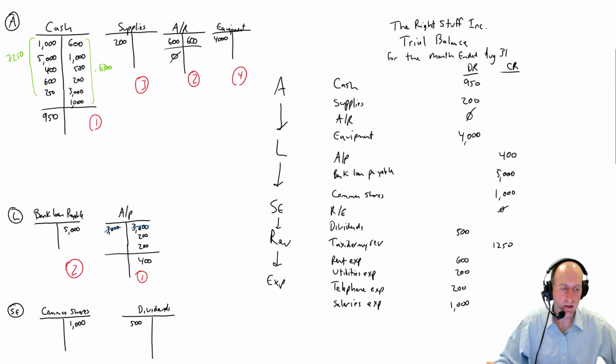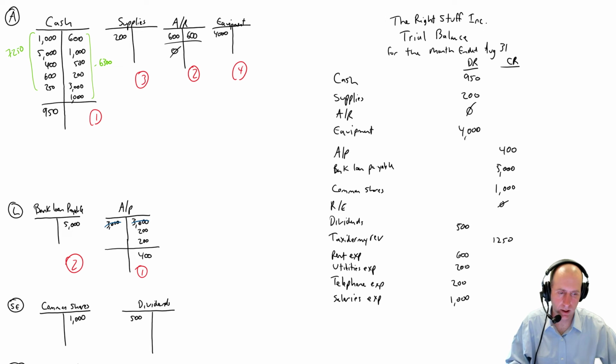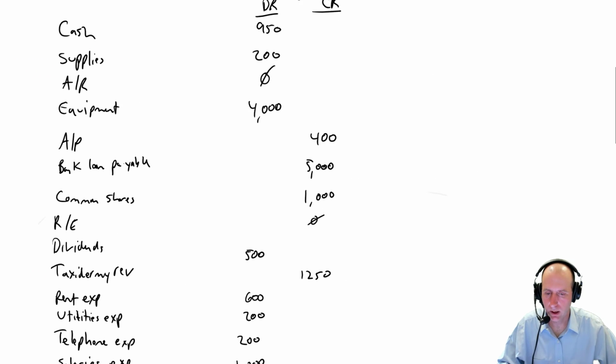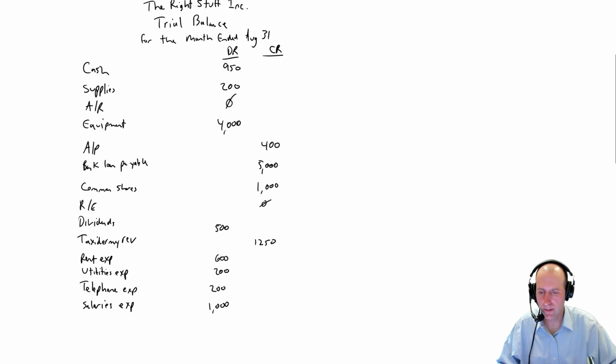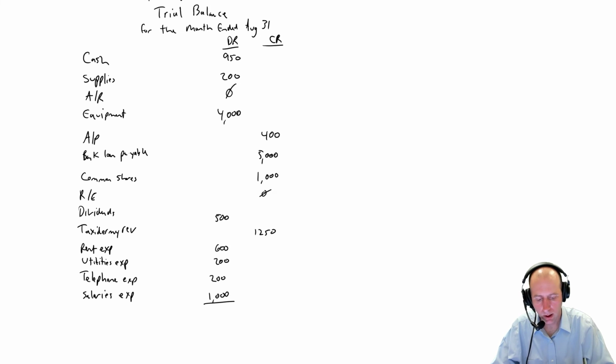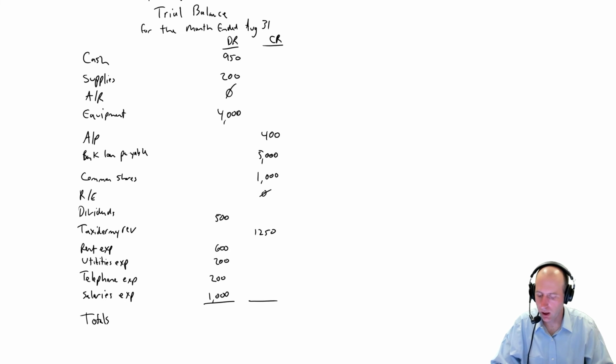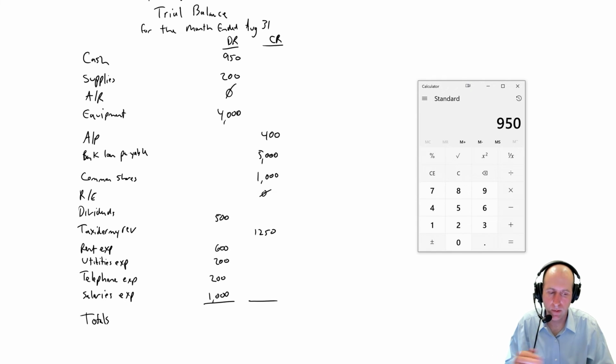So at this point, I'm going to actually erase this. Not that it's that important, but this is my trial balance. This is what a trial balance should look like. The only thing left is totals. We want to make sure our debits equal our credits. If they don't, then we've made a mistake.